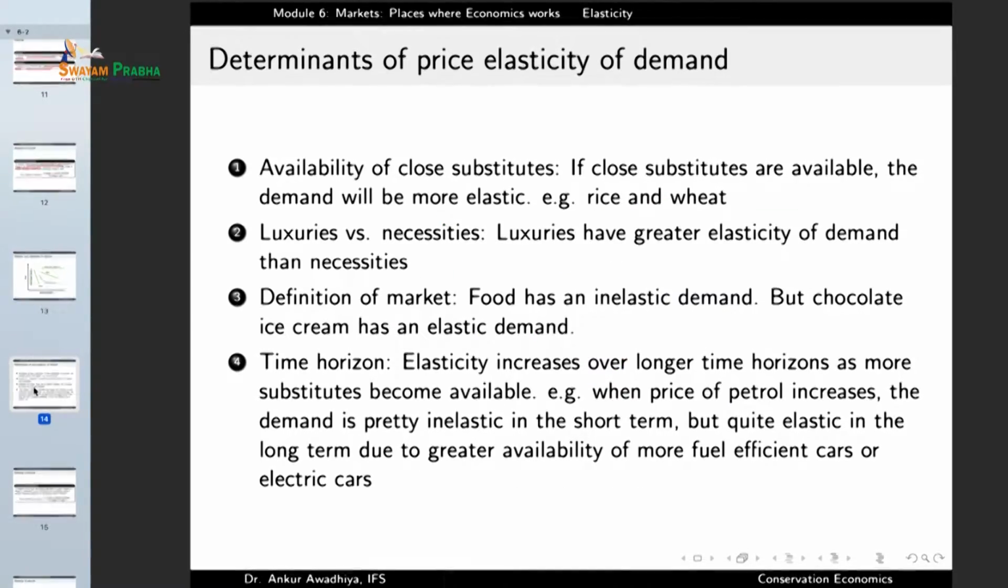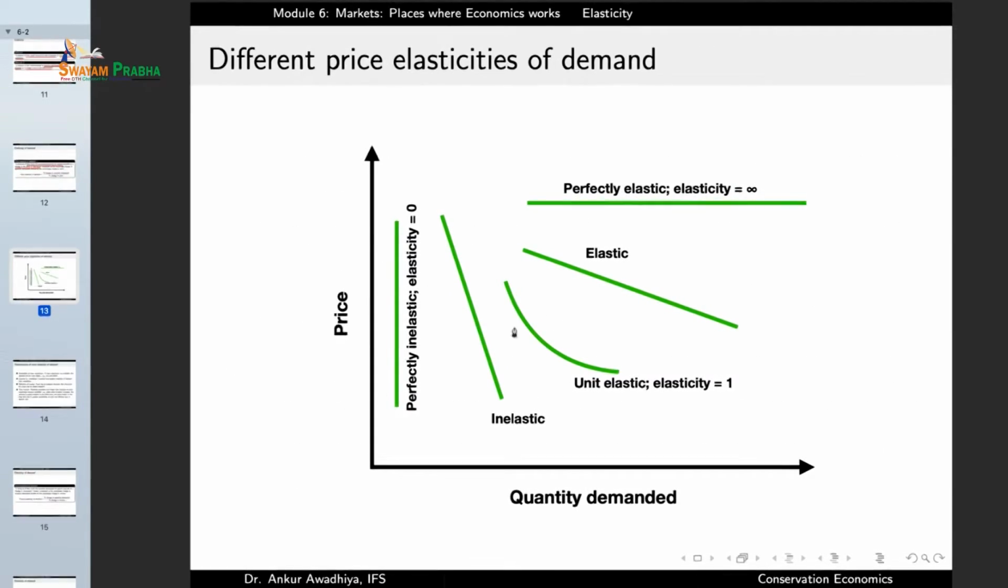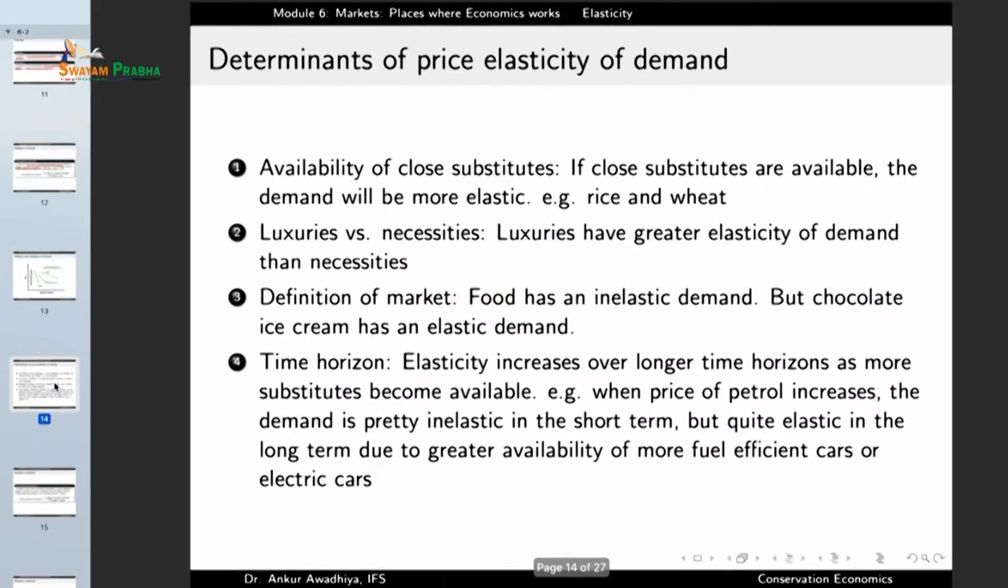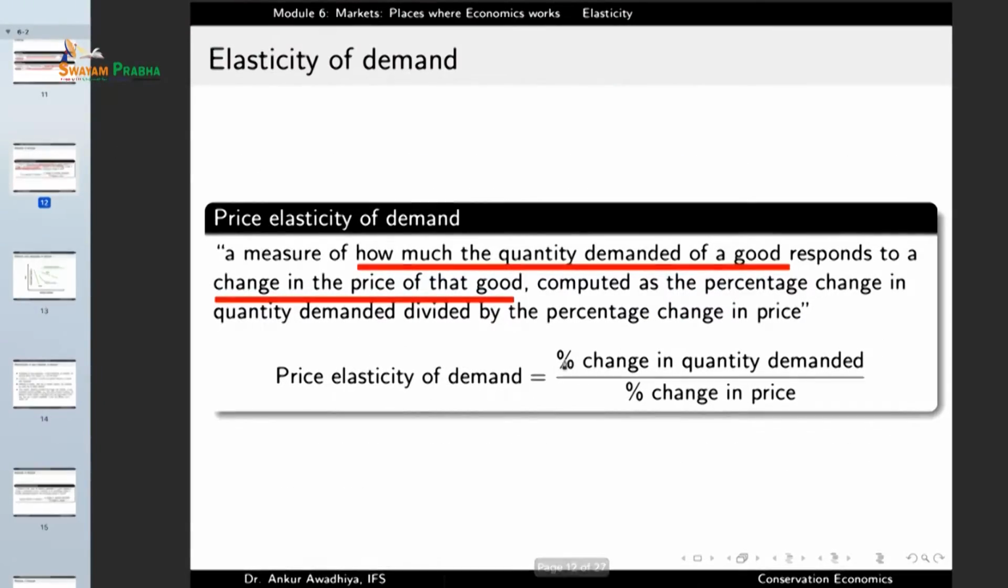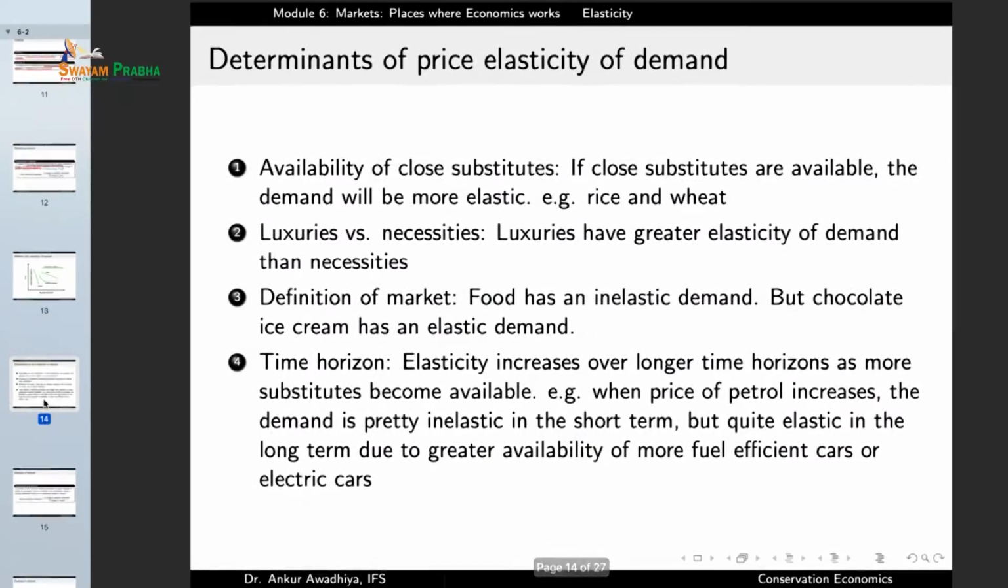Now, what determines whether this demand curve will be vertical or horizontal or something in between? So, what are the determinants of the price elasticity of demand? The first determinant is whether you have close substitutes available. If close substitutes are available, the demand will be more elastic, which means that there will be a big change in the quantity demanded if there is a small change in the price.